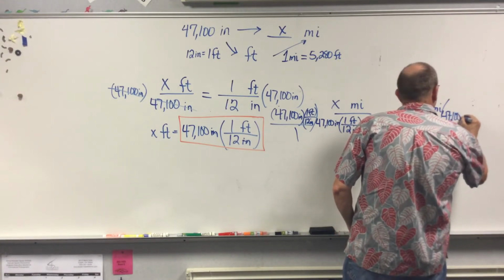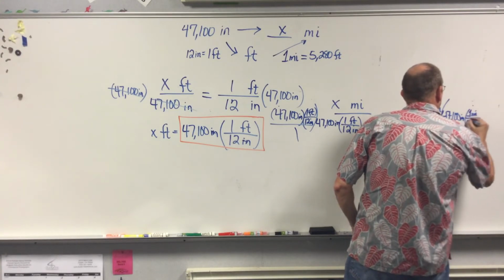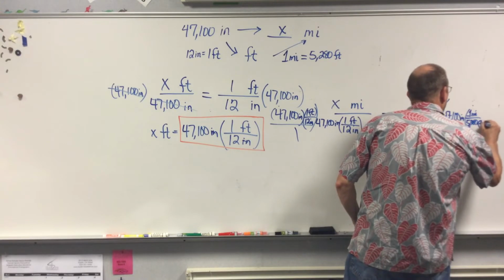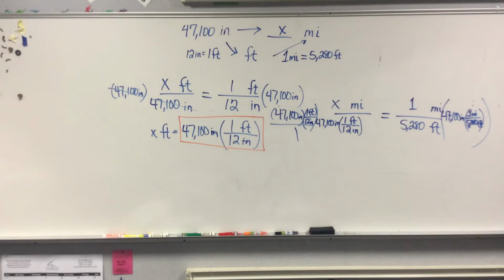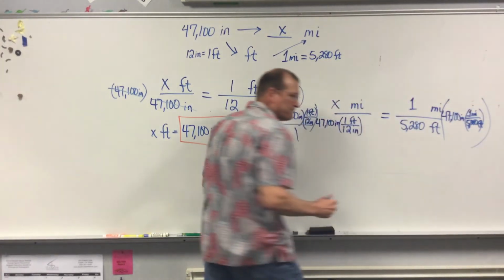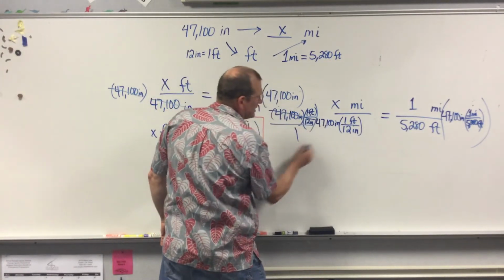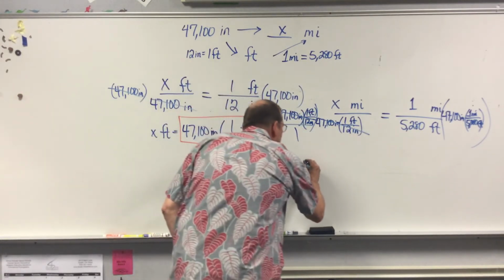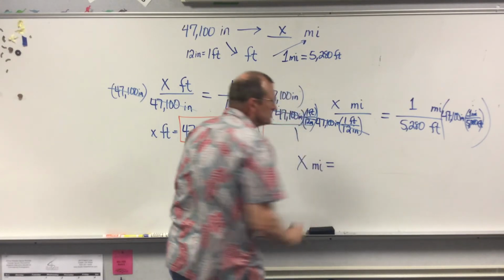But this means I'm going to have 47,100 inches times 1 mile over 5,280 feet. Okay, I got to make sure I'm still on there. Okay, I am. You might have to zoom in to make sense of this. Here's the big moment. This whole thing here cancels that whole thing down there in the denominator, and we are left with x miles equals.